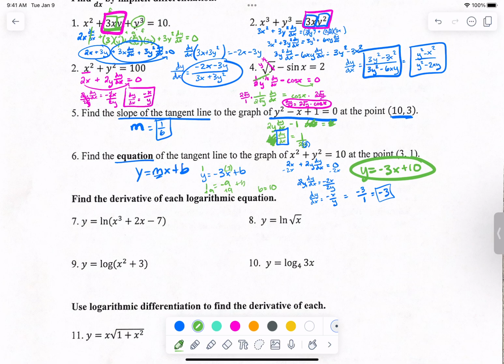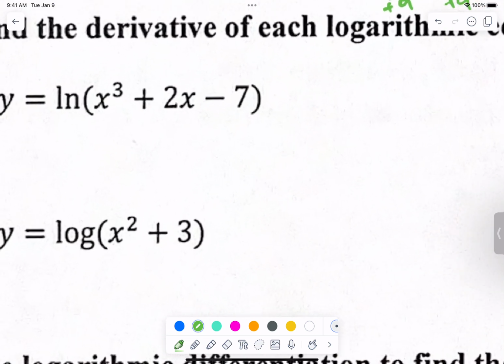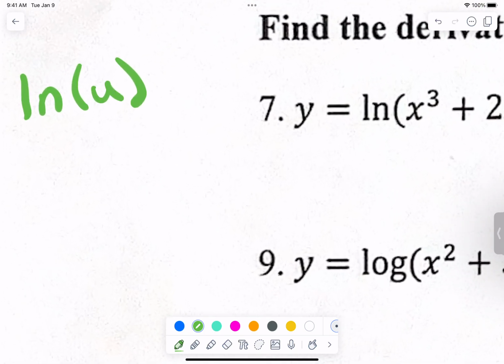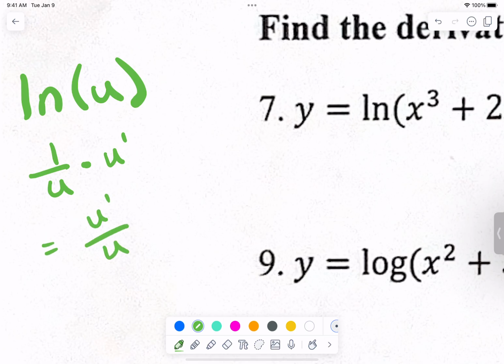All right, are you guys good on 5 and 6? We know the difference between find the slope and find the equation, right? Okay, 7. I'm going to eventually give you formulas for this. So if you are finding the derivative of, let's say, ln of u, sometimes they'll call it u instead, okay? The derivative of ln of u is 1 over u times u prime, right? Which a lot of times they'll have you write as just u prime over u, right? Like you'll lump this stuff on the top, okay?